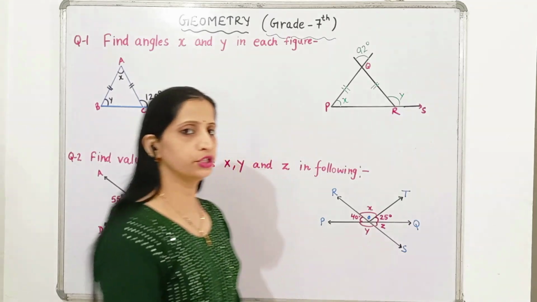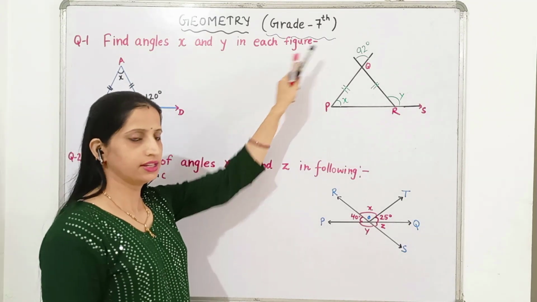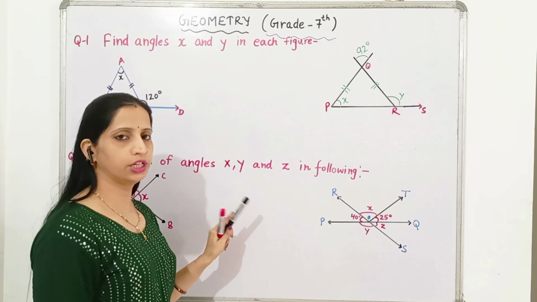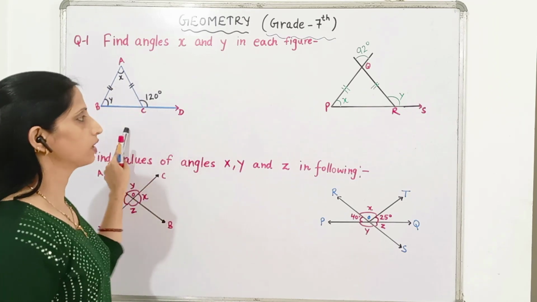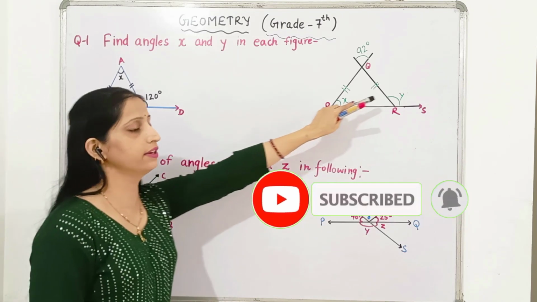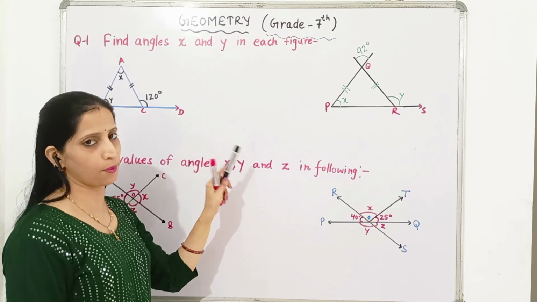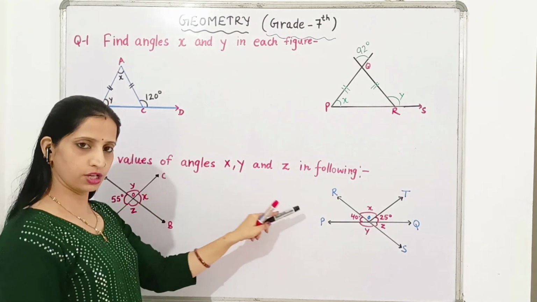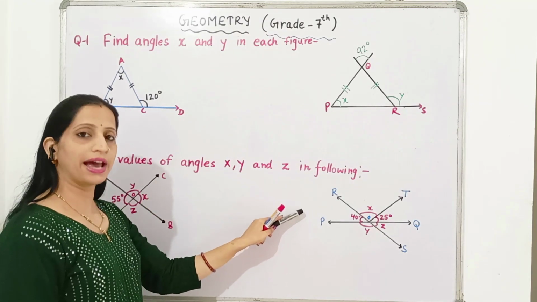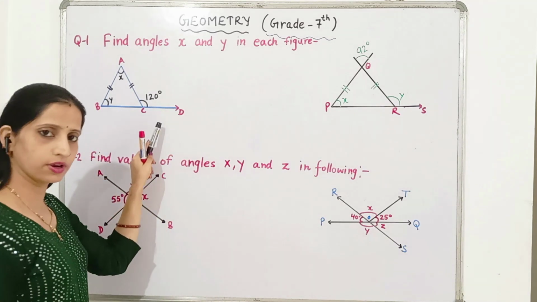So today's video topic is geometry. It is a topic of grade 7. In this video, I have taken only two questions. In the first question, two figures are given and we have to find out the value of x and y by using a property of triangles and its properties. And the second question is taken from the lines and angles chapter. Okay, so now let's begin from the first one.